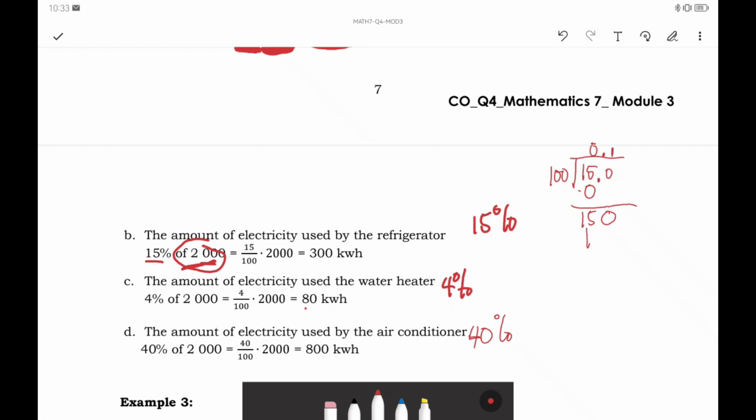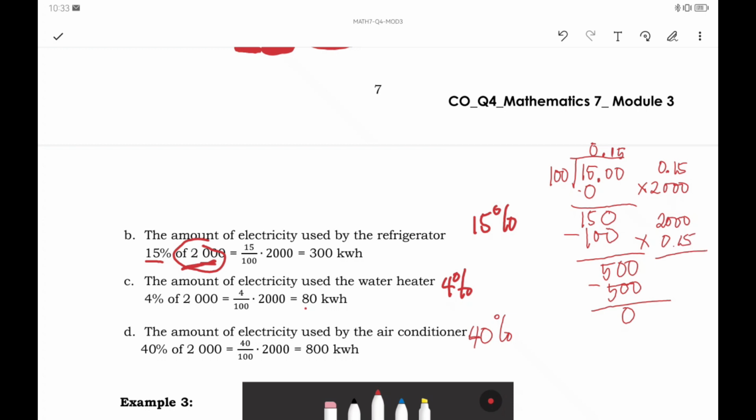1 times 100 is 100. 100 minus 50 is 50. Add another 0. This is 5. 5 times 100 is 500. So 500 minus 500 is 0. So we have 0.15 times 2,000, or 2,000 times 0.15, which is the same.